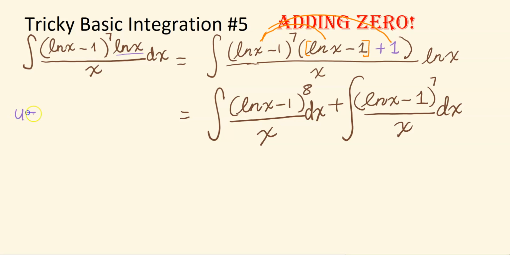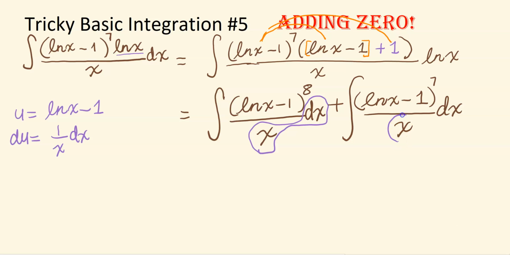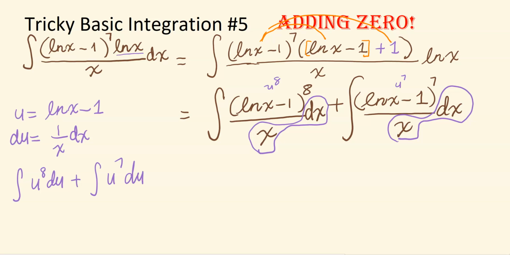Let's take a look. u is equal to ln of x minus 1, right? So then du is going to be 1 over x dx, which is what this is, 1 over x dx. And here's my u to the 7th, and here's my u to the 8th, right? So that integral becomes the integral of u to the 8th du plus the integral of u to the 7th du, which gives you u to the 9th over 9 plus u to the 8th over 8 plus c.